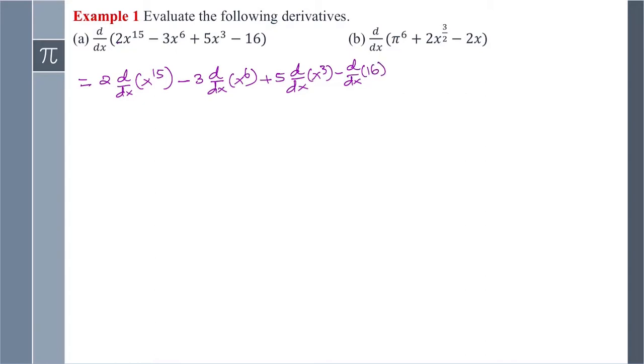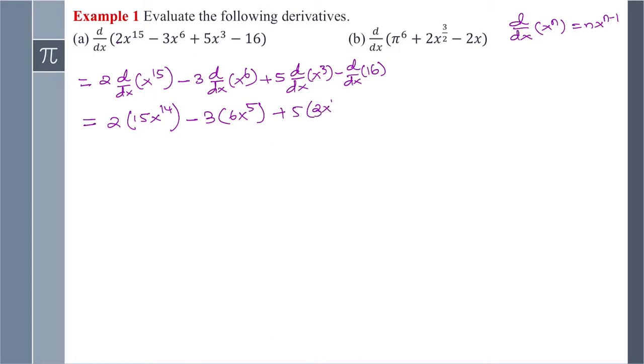Okay, now that equals 2 times the derivative of x to the 15. We are going to use the power rule: the derivative of x to the n is n times x to the n minus 1. So this is 15 times x to the 14, minus 3 times the derivative of x to the 6th, which is 6x to the fifth, plus 5 times the derivative of x cubed, which is 3x squared, minus the derivative of 16, which is 0 because it's a constant.